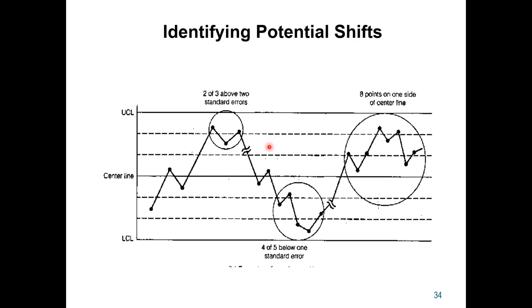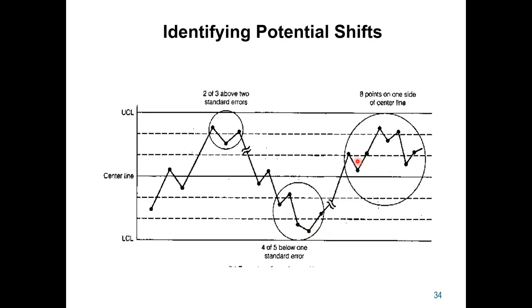So in order to determine this shift, you can identify whether the shift is actually 2 of 3 above the standard error, or is it below the standard error? Here it shows that two out of 3 points are actually above the standard error. This one is below the standard error. 1, 2, 3, 4 points actually lie below one standard error.